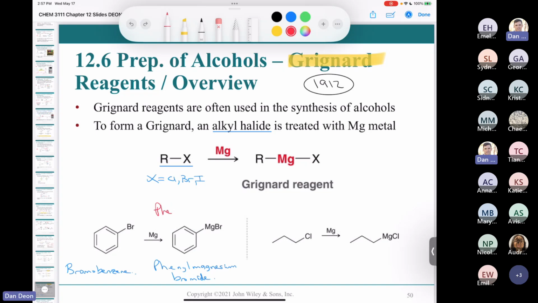And if you want a nickname for it, people will often call it phenyl Grignard. Okay, that's a nickname for it. That's not even a common name or anything, but people use that name all the time. They'll say phenylmagnesium bromide. Oh, you mean phenyl Grignard? They know exactly what you're talking about.